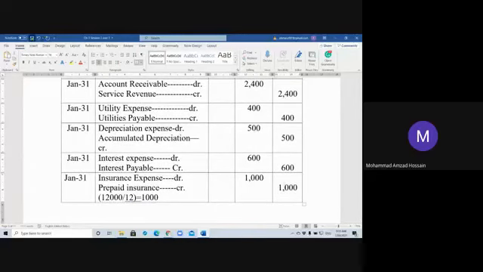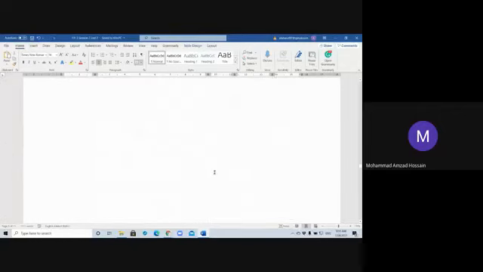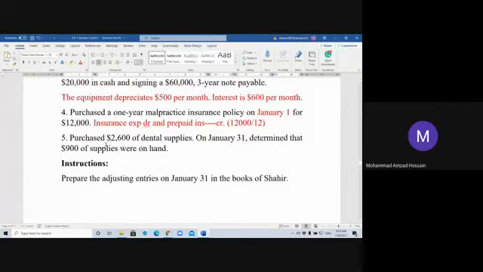Is it fine, student? Now next transaction. Purchased 2,600 of dental supplies on January 3rd. At the end of the accounting period, the owner determined that 900 supplies were on hand.